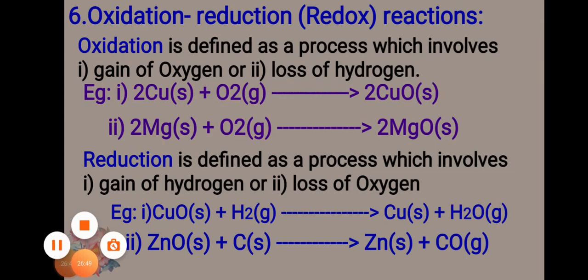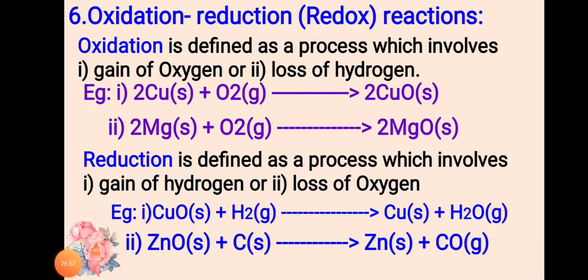The next type of reaction, the sixth one, is oxidation reduction reaction. It's a very important reaction. Then what is oxidation? What is reduction? Oxidation is defined as a process which involves gain of oxygen or loss of hydrogen. Addition of oxygen or loss of hydrogen we can say is oxidation.